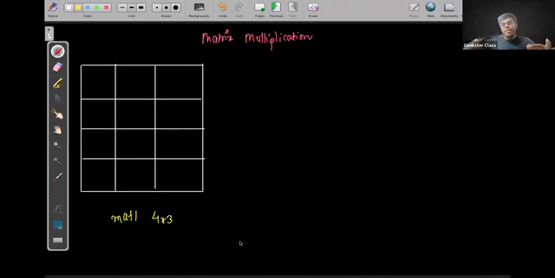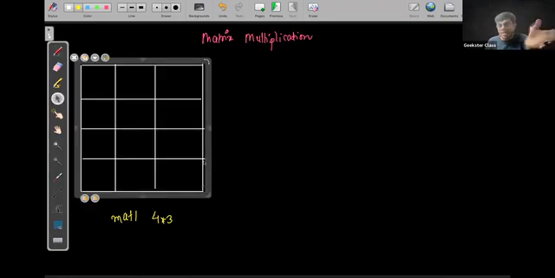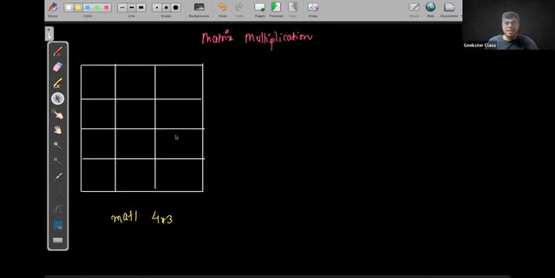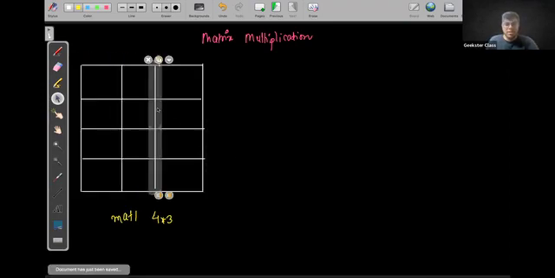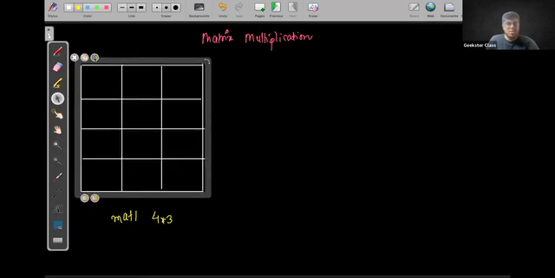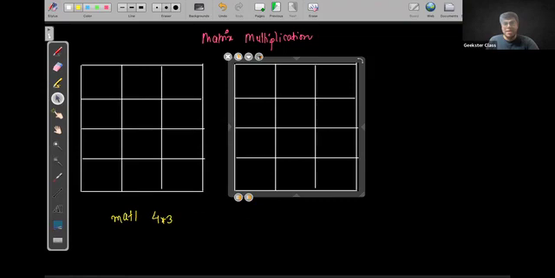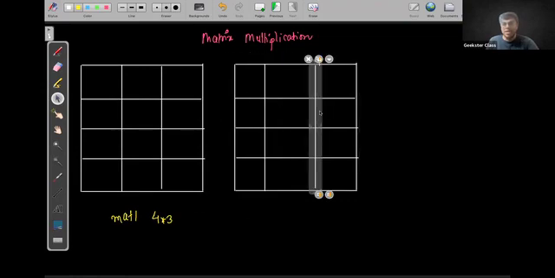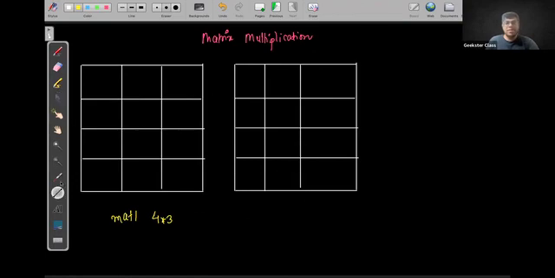It can be 3 into anything. It is not necessarily 3 into 4. If the first matrix has 3 columns, the second matrix should have 3 rows. So let me make the second matrix. Number of rows in the second matrix should be 3.